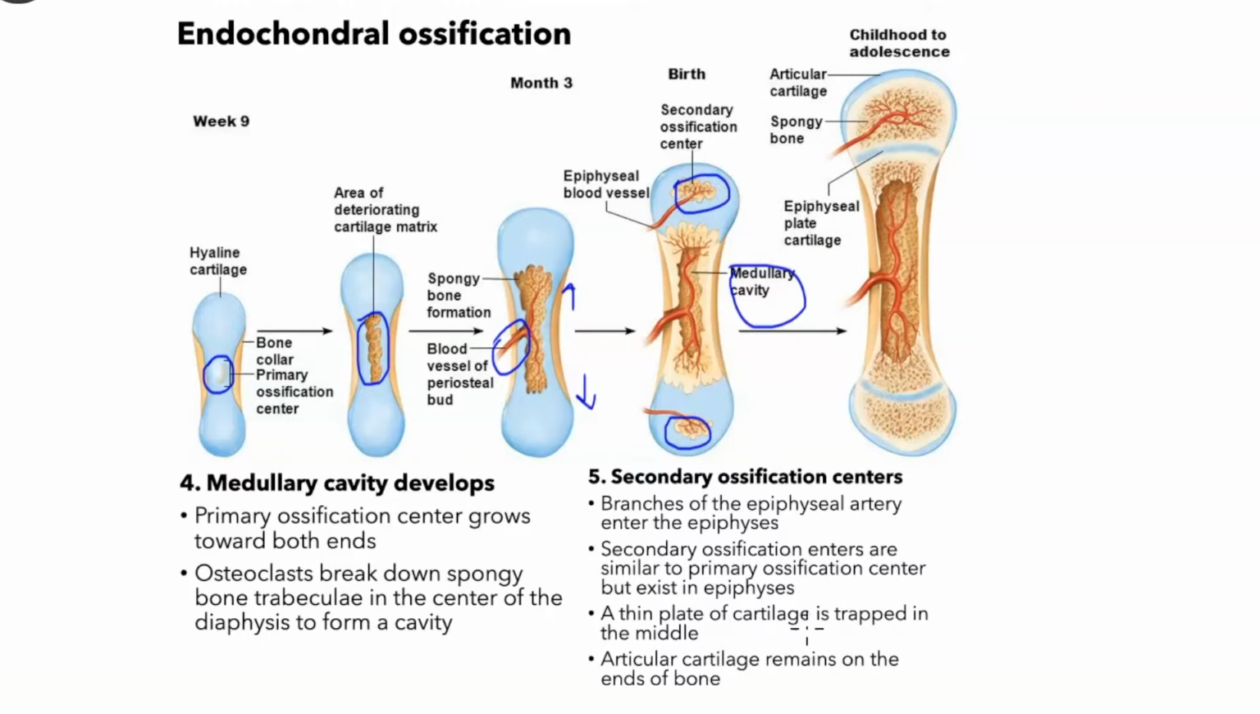Finally, a thin plate of cartilage is trapped in the middle between the epiphysis and the diaphysis right here. This little stripe of blue is hyaline cartilage, and this is the epiphyseal plate. This is where your bone will continue to grow after birth, up until puberty or whenever you stop growing. And the secondary ossification center doesn't spread all the way to the very edge of the bone. A very thin layer of cartilage is left on the outside of the bone here and here at the 2 ends. And these blue crescent-like shaped things are the articular cartilage, which help soften the friction in joints.